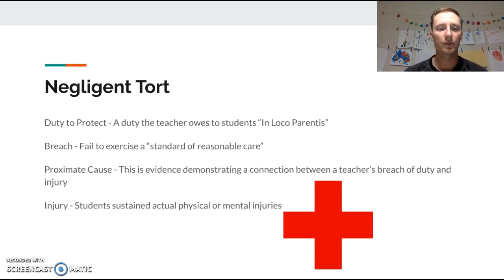Breach is a failure to exercise a standard of reasonable care. So a breach of that duty by a teacher is not adequately providing care for those students. Proximate cause is basically evidence demonstrating a connection between a teacher's breach of duty and an injury. So when both of those things are in play and can be proved, then you have proximate cause. And then last, you have injury, which basically means the student sustained actual physical or mental injuries that can be considered negligent.